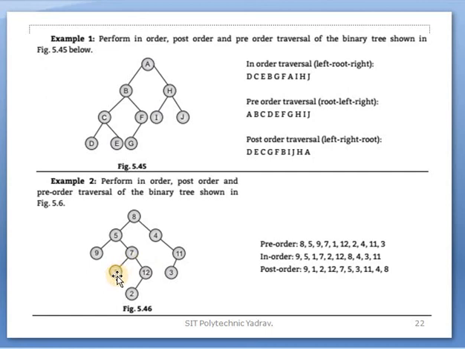left is the 1, okay. And go to the right side, again 2 are there, so 2. After that no right, so 12 display. After that 7 display, after 5 display. After that go to the left 3, right side none, so 11 display. After that 4, after that 8. This is the post-order.